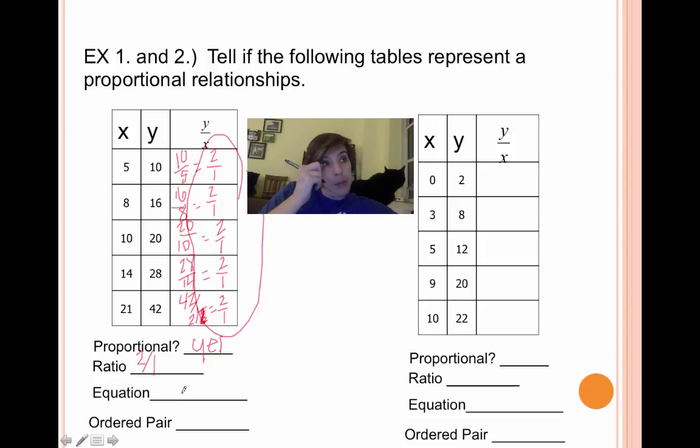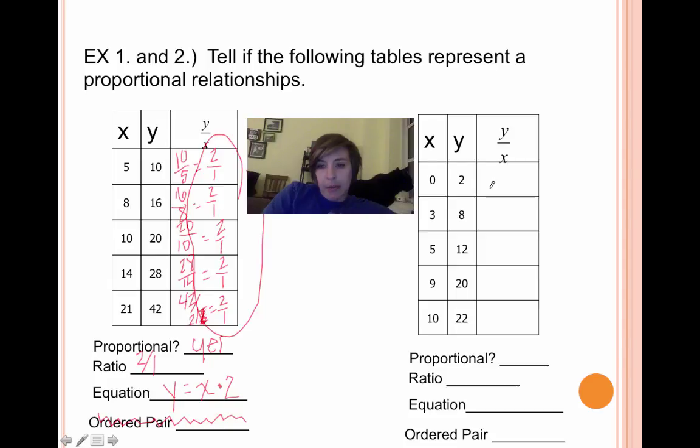Our equation, so we're going to talk a little bit more later in this video about writing equations, but basically, what do you have to do to the x to get the y? So to get our y, we take x times what? x times 2, or 2x. So whatever you put in for x, we'll put in for y. Don't worry about this ordered pair.